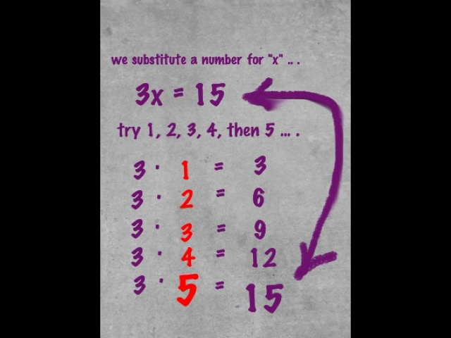We could do trial and error. Later on in this lesson, we'll learn how to do it a different way. But let's substitute a few different numbers for x. Let's try 1, 2, 3, 4, then 5. 3 times 1 is 3. 3 times 2 is 6, 3 times 3 is 9, 3 times 4 is 12. Wow! If we substitute 5 where x is, 3 times 5 gets to our number 15.